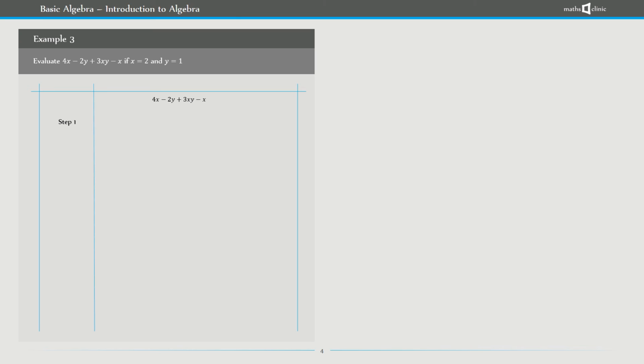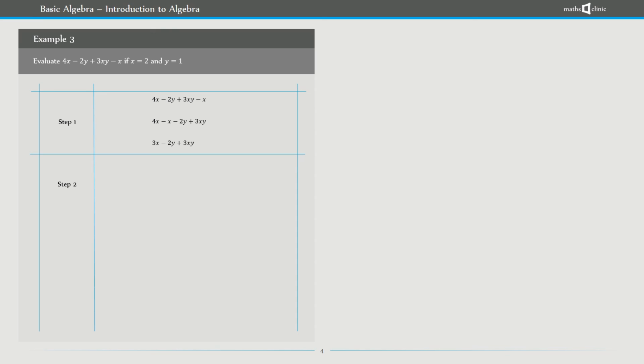So we have 4x minus 2y plus 3xy minus x, and we need to bring like terms together. What like terms do we have here? We have 4x and minus x. Any other like terms? No, none at all. So 4x minus x, minus 2y plus 3xy, when we solve that out, we end up with 3x minus 2y plus 3xy.